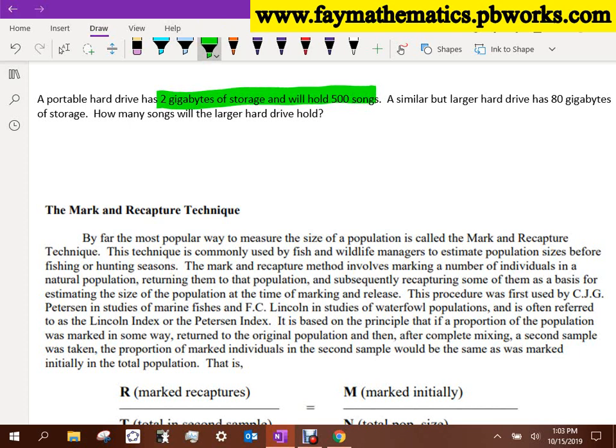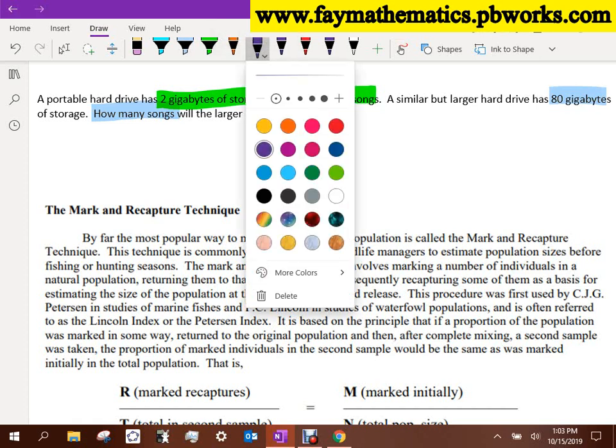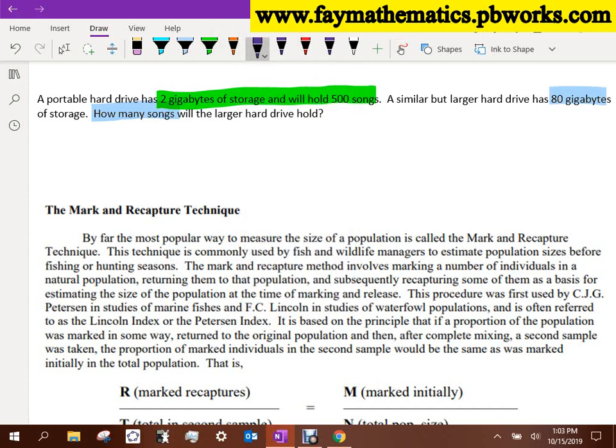So a similar but larger hard drive has 80 gigabytes of storage. It wants to know how many songs will 80 gigabytes store. Okay? So my hopes are that you see that 80 gigabytes and how many songs are linked together. So the question that they're asking us should be linked to the 80 gigabytes. Does that make sense? Now the reason I'm talking about these links is because we want to create a proportion to solve this. Would you say that for every 2 gigabytes, this is why I think it's important to maybe talk about the ratios we talked about in the last section, for every 2 gigabytes, you get 500 songs? Does that make sense, everybody?